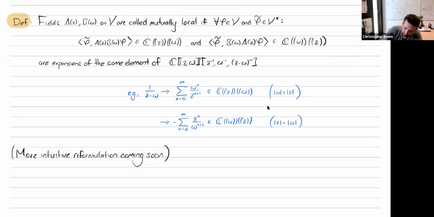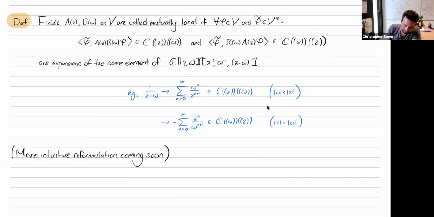If you do things in the other order, you act with A then B, then you get something that lives in the space with the role of Z and W reversed. So these are different spaces. And the definition is that you'll call these fields mutually local if these two elements of these two spaces are actually expansions of a single element of this funny space, which is a series where you have finitely many powers of Z inverse, W inverse, and Z minus W inverse, and then you have arbitrarily positive powers of Z and W.